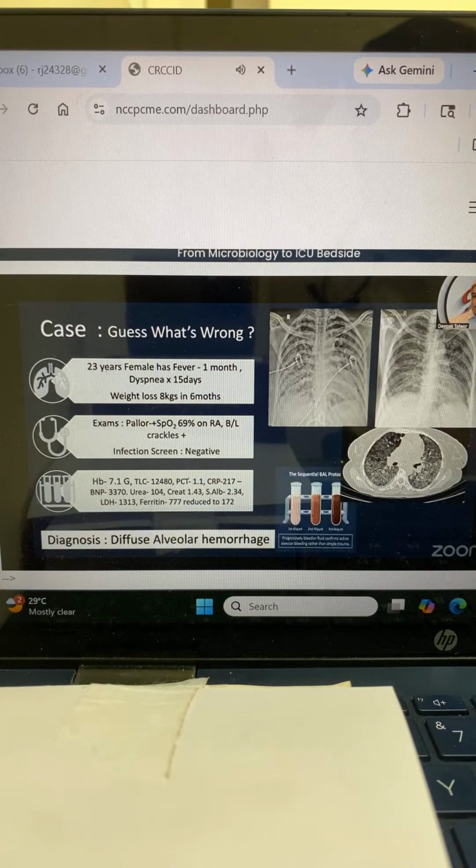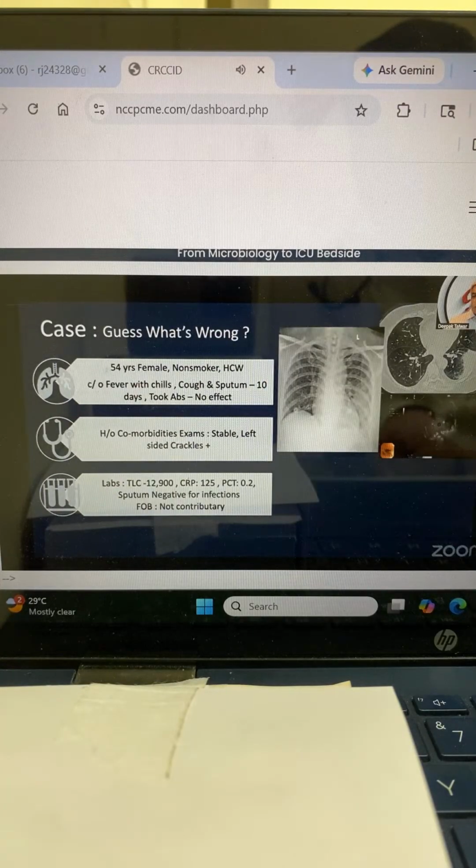This is a diffuse alveolar hemorrhage, where sequential BAL actually leads to clarity in this situation. This is not a BAL from this patient, because she had many other tests which came out positive. So we will move on to one more case, a 54-year-old female, non-smoker housewife, with fever with chills, cough and sputum for 10 days, antibiotics no effect, no comorbidities. On examination, again left-sided coarse crackles were there. TLC high, CRP high, PCT negative, sputum non-contributory, bronchoscopy non-contributory. You can see the CT scan, there is a big opacity in the left lower lobe.